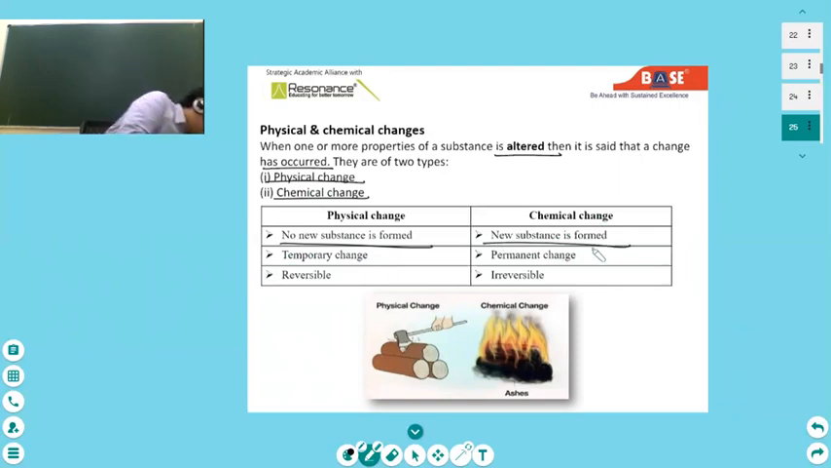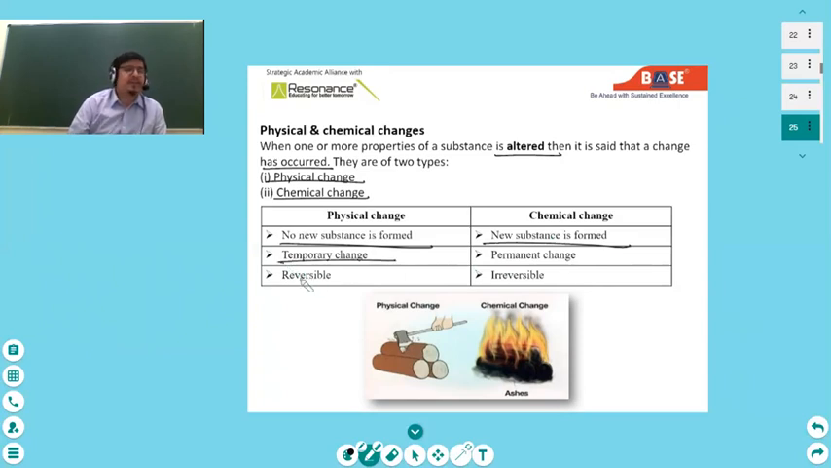And in chemical change, new substances are formed. For example, you take milk, add a little amount of curd, and next morning the entire thing is converted into curd. So milk is not milk now, it becomes curd. That is a new substance formed, that is a chemical change.